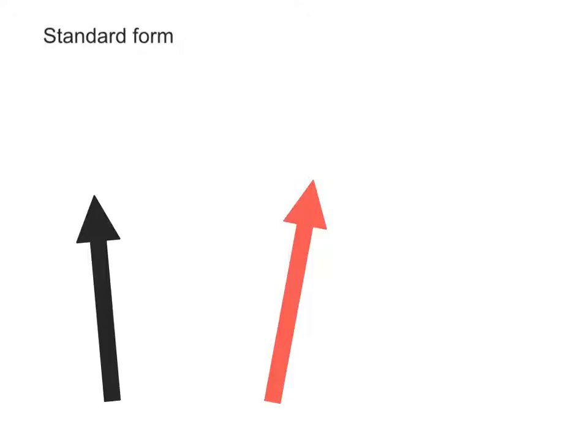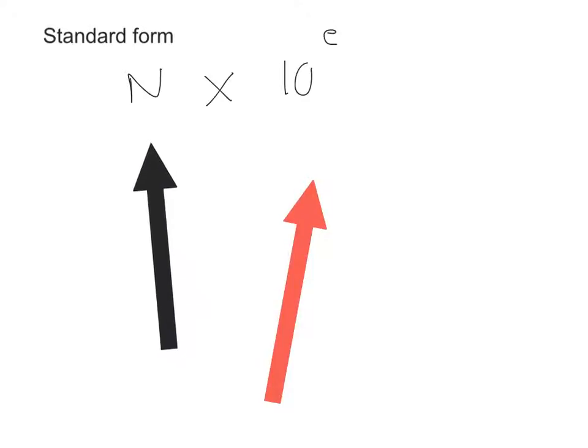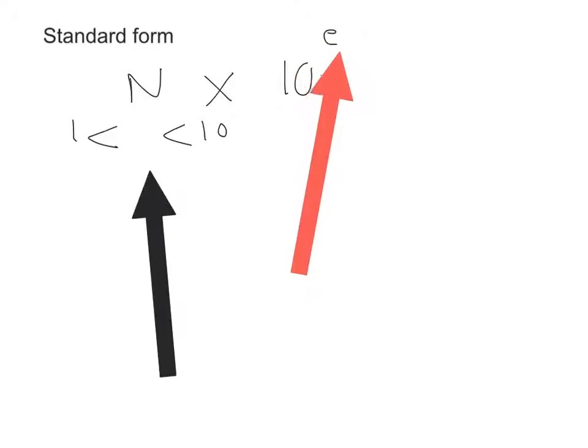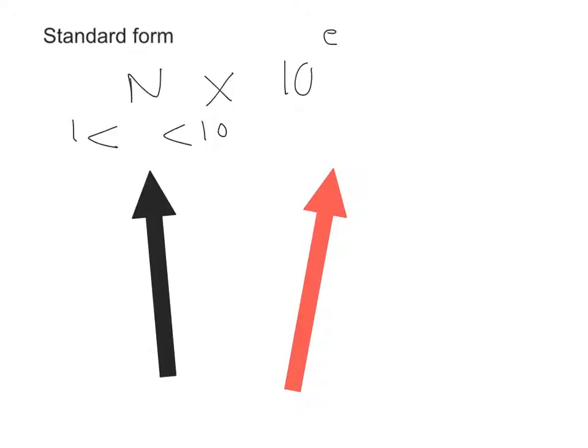What are the rules to write standard form? Well, we have a number, then multiplied times 10 to the power of something. We know that the number multiplied times 10 should be bigger than or equal to 1 and smaller than 10, while the exponent could be anything. It could be a positive exponent, a negative exponent, and there is no limitation to its size.